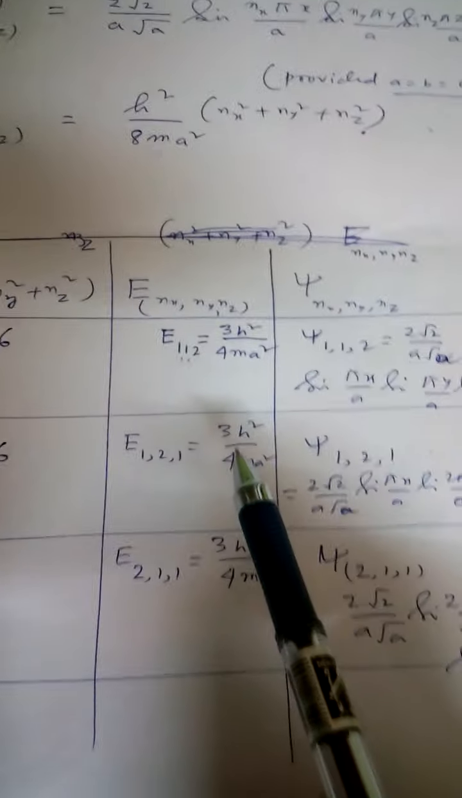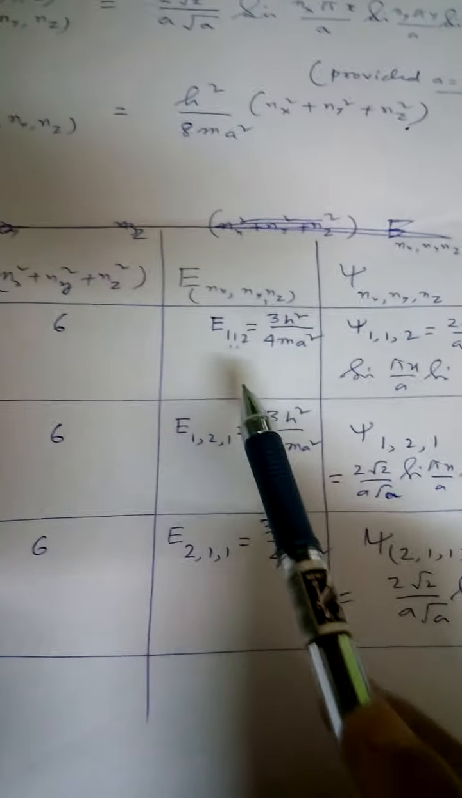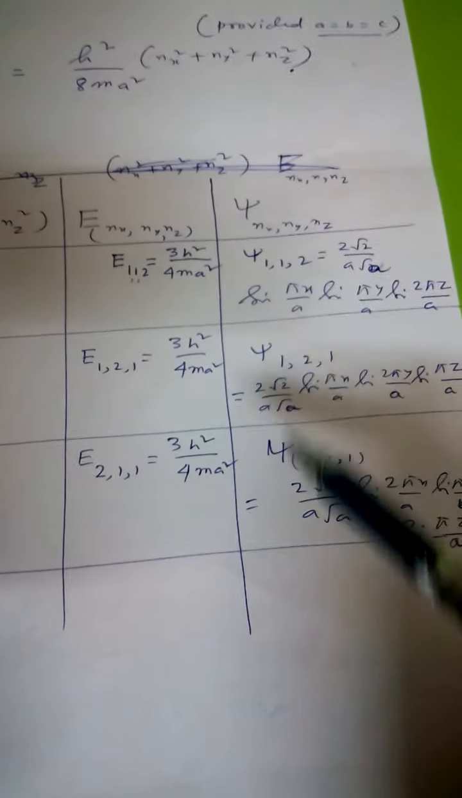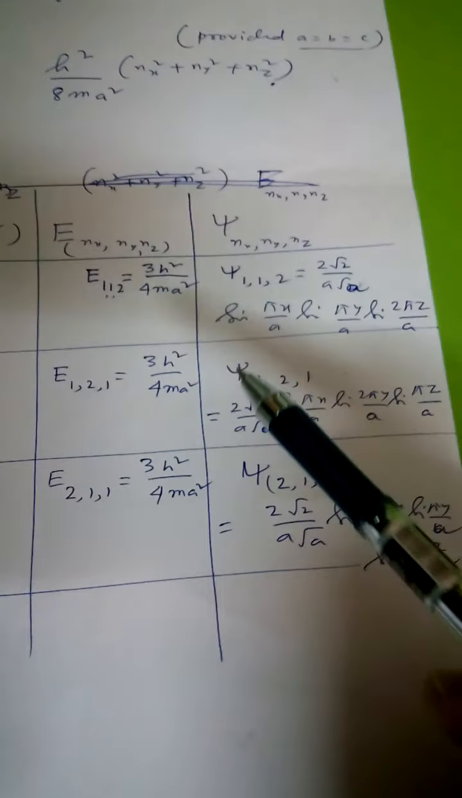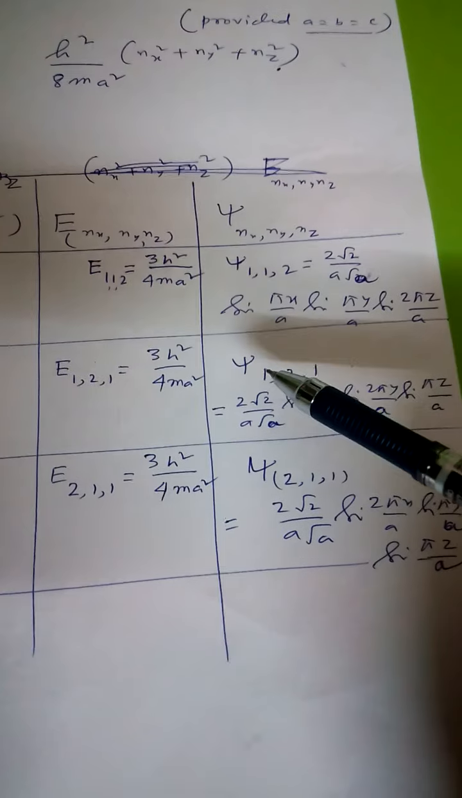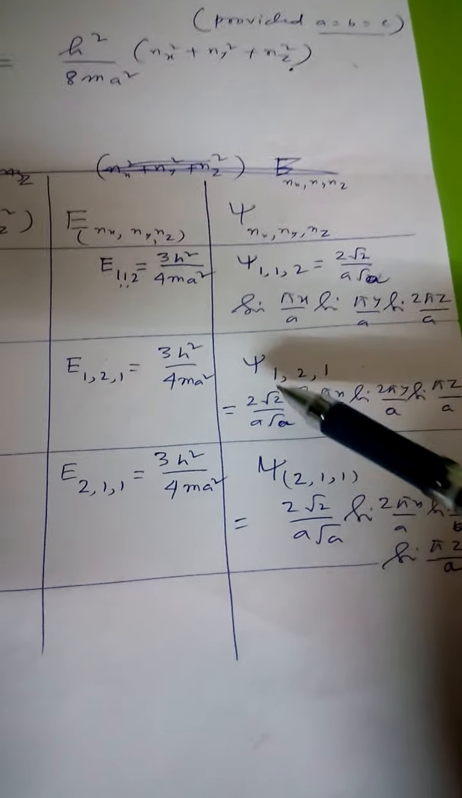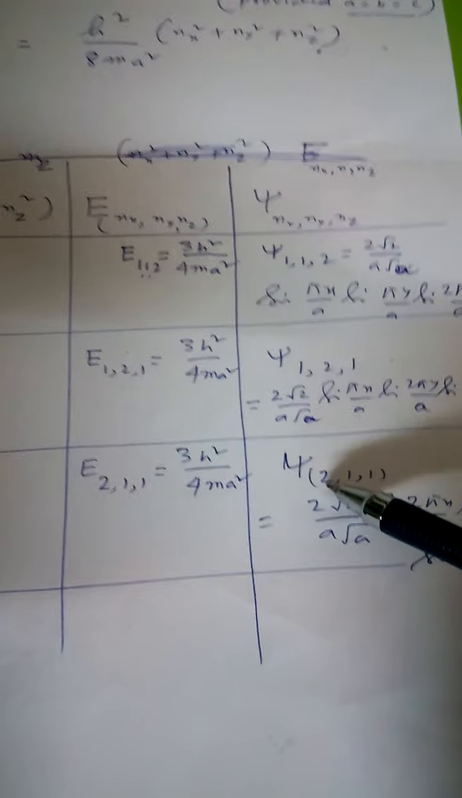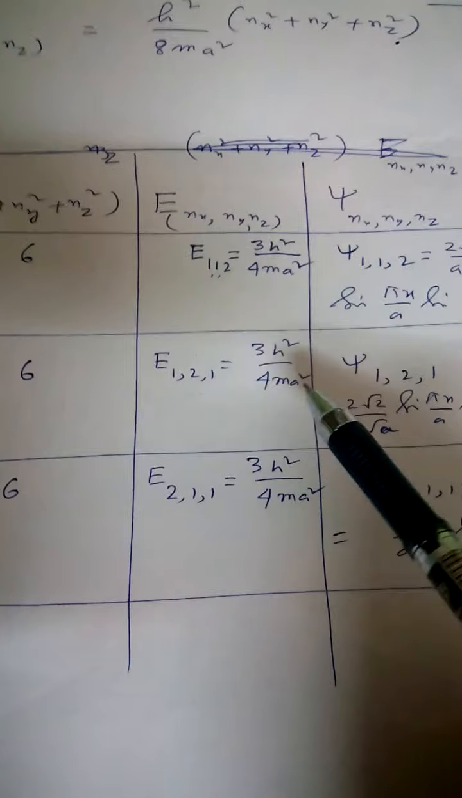This phenomenon is said to be degeneracy. So here we have threefold degeneracy. Since we have three different wave functions, that's why this is called threefold degeneracy, and these are called threefold degenerate wave functions or degenerate states: psi 112, psi 121, psi 211. These are degenerate states, and the corresponding energy eigenvalues are the same, 3h square by 4m a square.